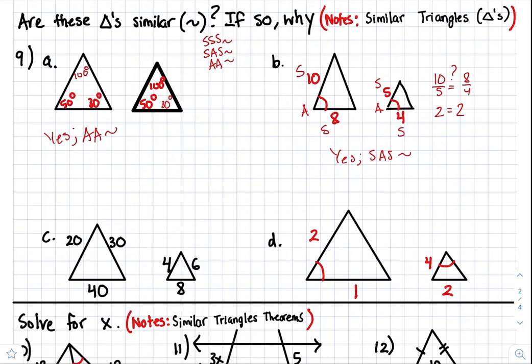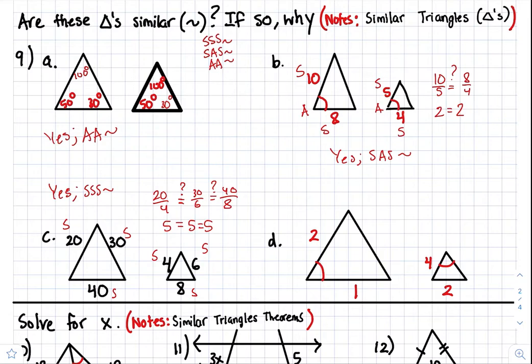Part C. So I'm kind of thinking to use side-side-side possibly, you guys, because we have 3 different sides for both triangles respectively. So let's see if we can make a proportion. 20 over 4, is that equal to 30 over 6? And is that equal to 40 over 8? Well, all of these are equal to 5. So this side's proportional to this side, and so on for all three pairs. So are these triangles similar? Yes, by the side-side-side similarity theorem.